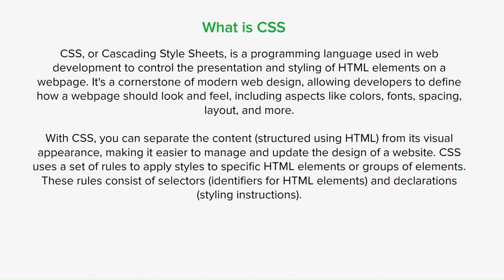CSS operates on a cascading principle, meaning that the styles can be inherited from parent elements to their child elements, and these styles can also be overridden to create more specific and targeted designs. CSS also offers a wide range of properties and values to control various aspects of design, like colors, fonts, spacing, borders, backgrounds, even animations.